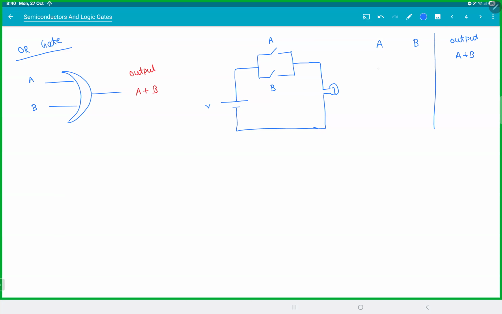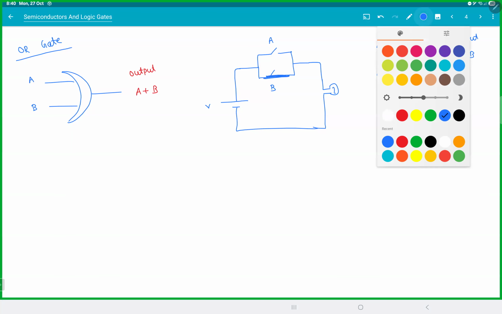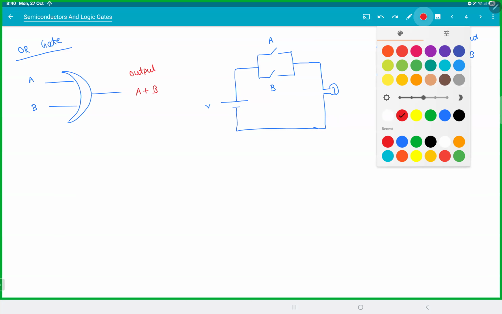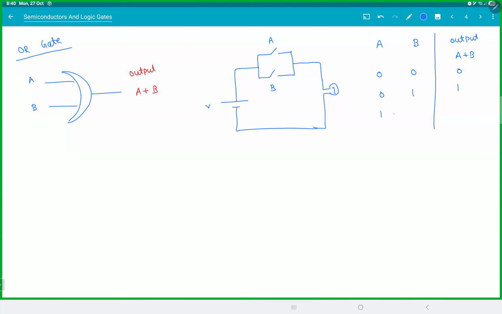Again, 0, 0. Both the switches are open. Will the bulb glow? No. 0, 1. Meaning you're closing B, but A is open. Then what will happen? The current will flow through B, right? When you're keeping them in parallel, even if one switch is closed, the circuit is on. So 0, 1 is 1. 1, 0 is 1. 1, 1 is also 1. Are you clear with this?